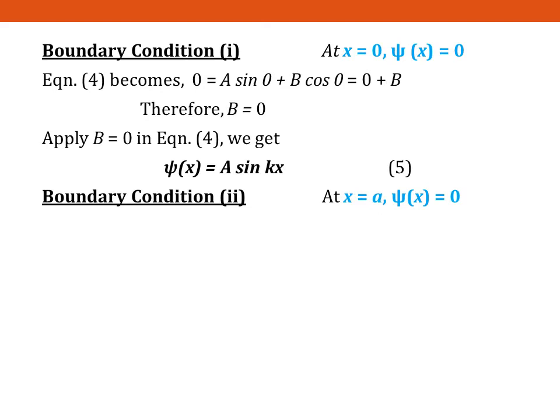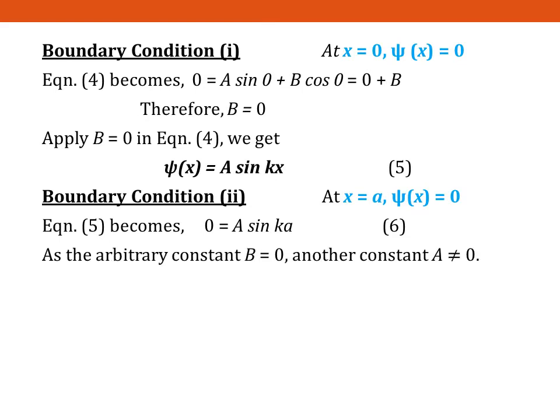Now for the second boundary condition, which is at the second wall present at x equal to a. Here also the particle cannot be present as a wave since its potential energy is at its maximum, which is infinity. Therefore, the wave function psi is also equal to 0. We substitute these two values in equation 5. Therefore, equation 5 turns out to be 0 is equal to a sin ka, which we denote as equation 6.